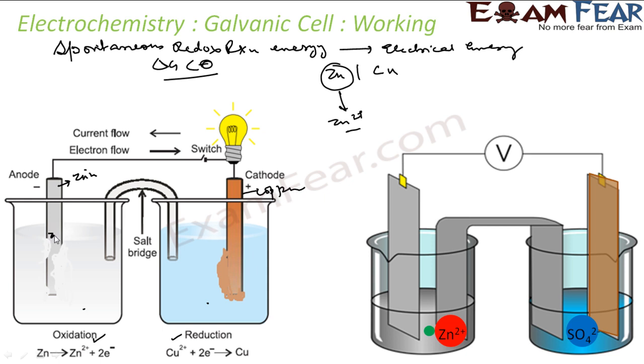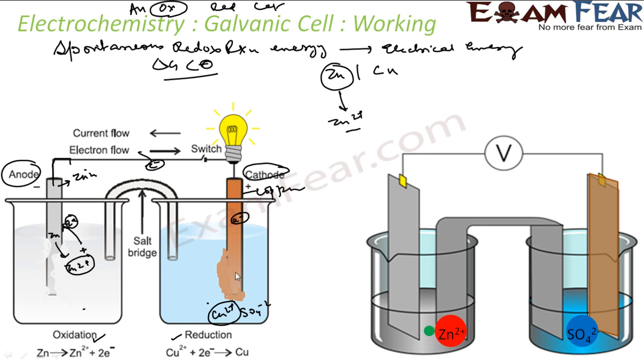Now this zinc becomes Zn2+, and it gives 2 electrons here, correct? Zinc becomes Zn2+ and 2 electrons. So what happens is oxidation. This is oxidation. So I told you, an ox, red cat. Oxidation means anode. So this becomes anode. So obviously this becomes cathode, right? Here it's copper sulfate. The electron transfers from here to here, and you get the electron back. This copper sulfate will react with the electron to form copper, and this copper is deposited here. So here reduction takes place, right?